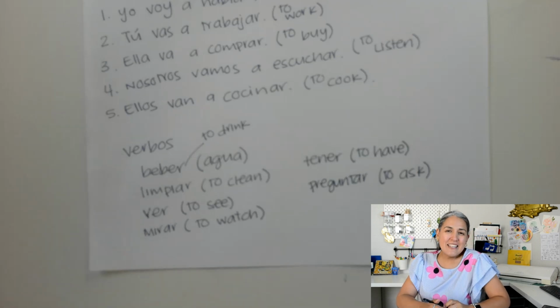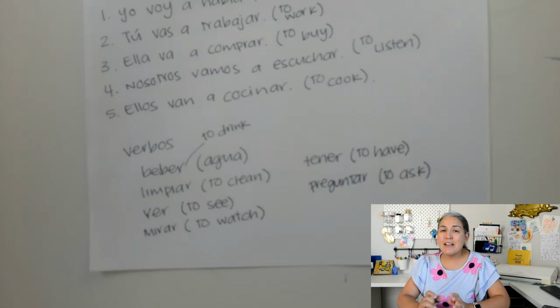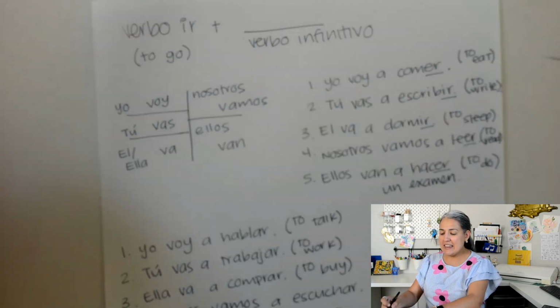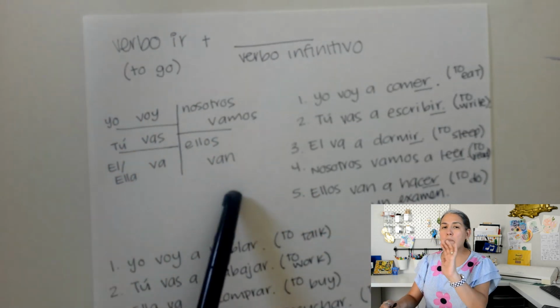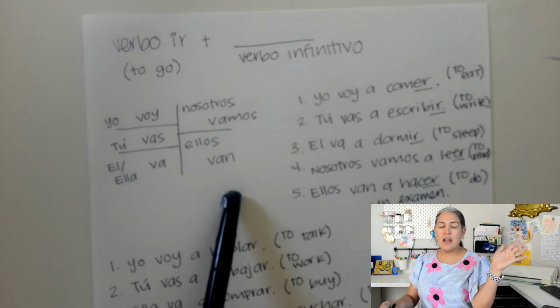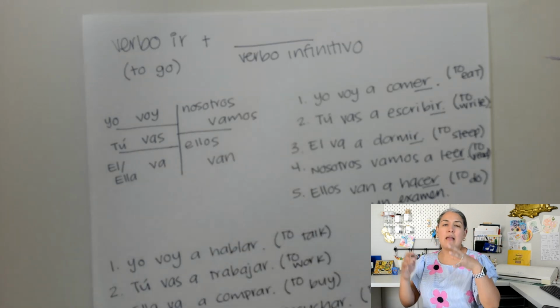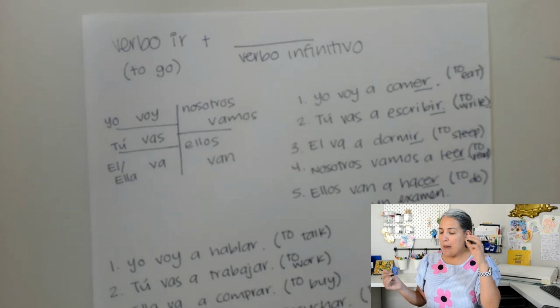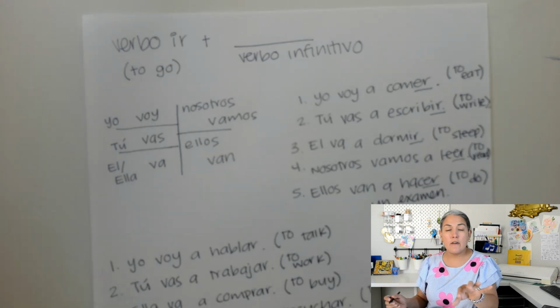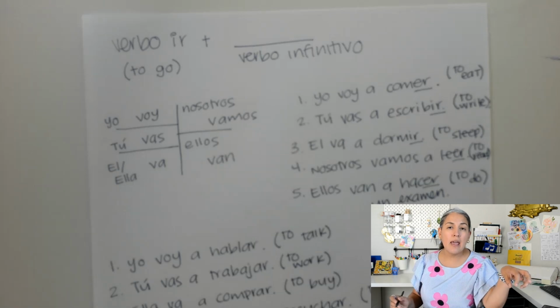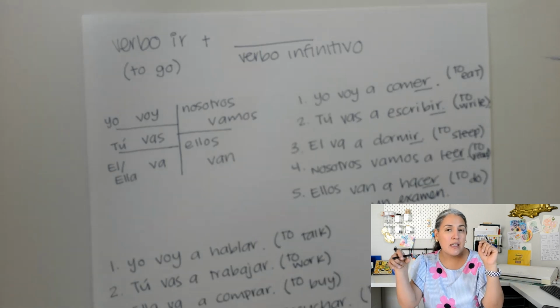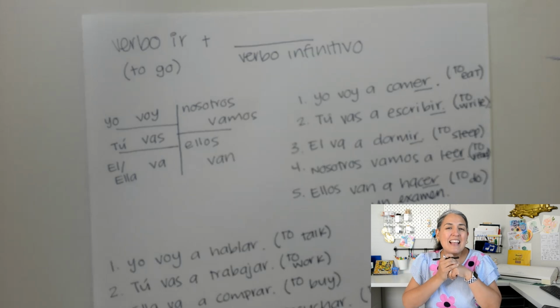So that is it for today. I hope the verb ir, to go, makes a lot of sense. Learning this part will help you say whatever, adding whatever verb you want to add. But next time we'll talk about the verbs themselves, not the verb ir, but the verbs that end with AR, verbs that end with ER and IR. So see you next time.